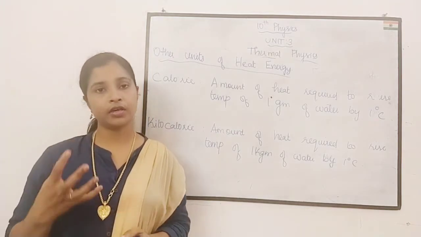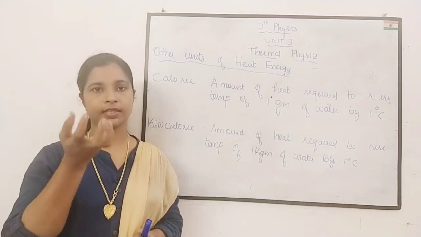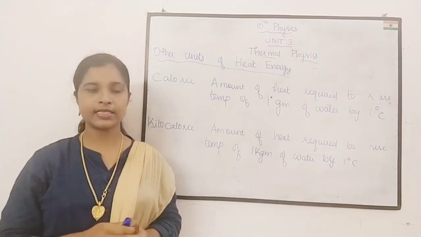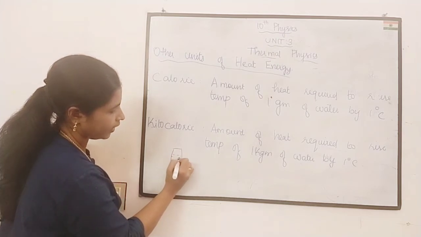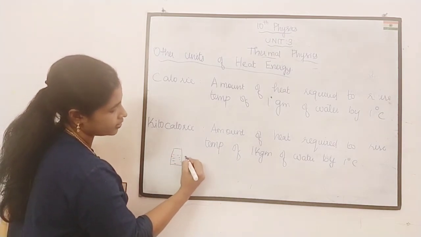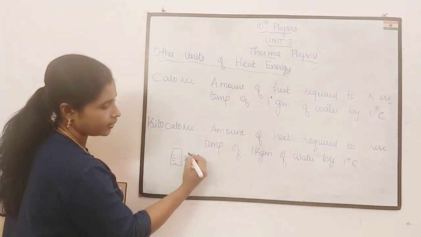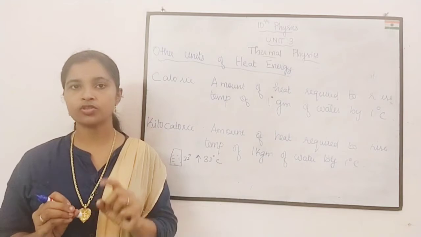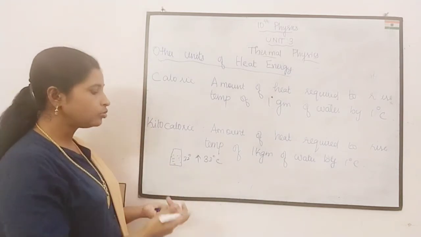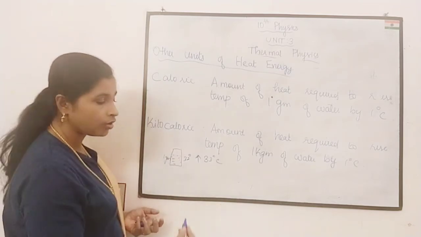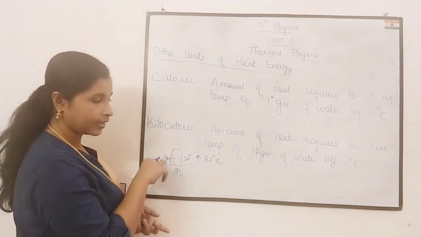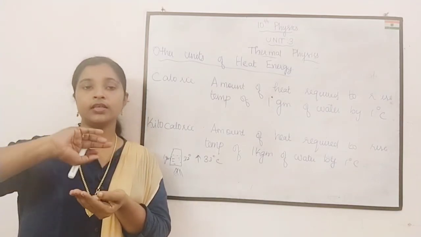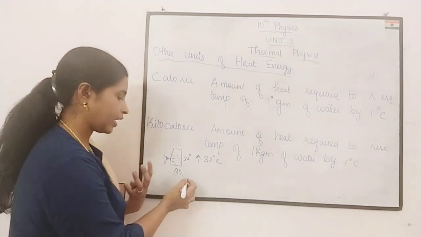Calorie means, if you are taking 1 gram of water, assume you have 1 gram of water, and that 1 gram of water rises by 1 degree Celsius in temperature. For example, this is a cup with 1 gram of water, and the temperature of this water is 32 degrees. If you want to increase this temperature by 1 degree Celsius, the amount of heat required for that is what we call 1 calorie. Understood? 1 calorie means the amount of heat required to raise the temperature of this 1 gram of water by 1 degree Celsius.